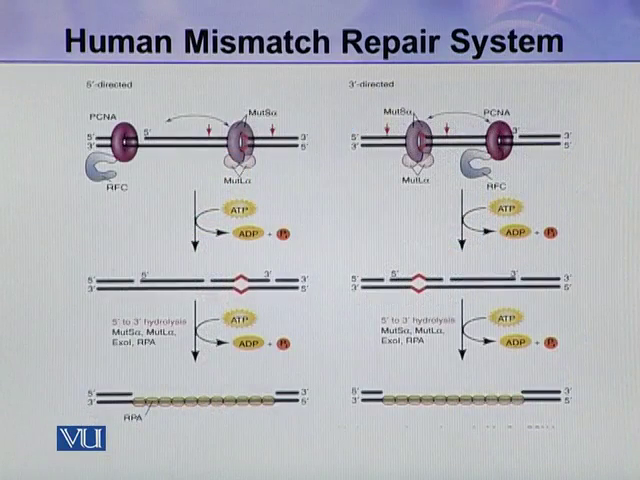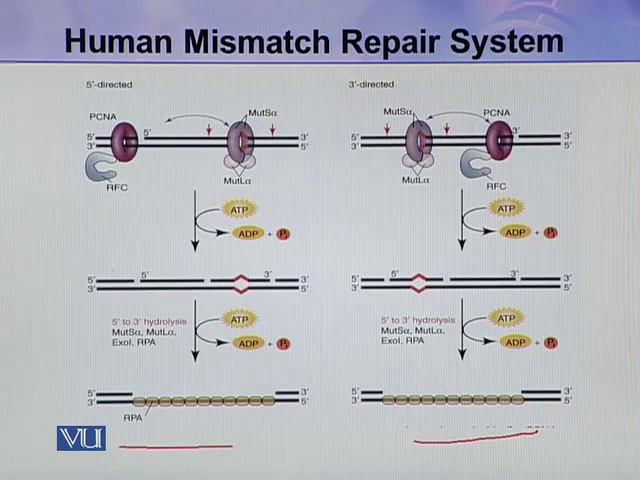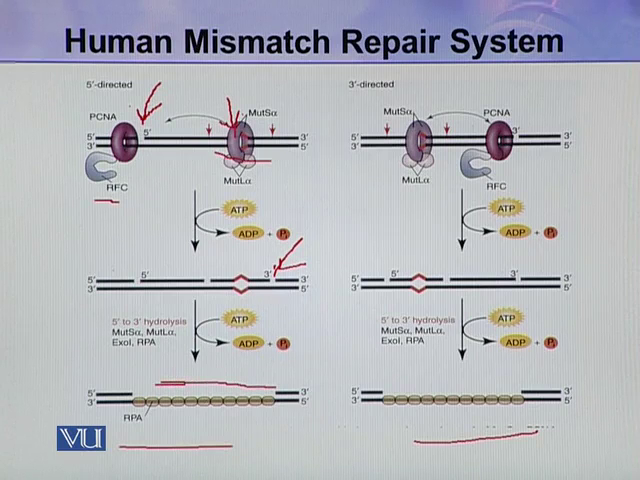Here in this picture, you can see these two sides. This picture demonstrates the 5' directed nick repair, and this picture describes when the nick is on the 3' side. Here you can see this is MutS alpha, this is MutL alpha, and this is RFC and PCNA. This nick is present on the 5' side of the mismatch. Actually, the mismatch is here. So the nick is on the 5' side. This is the new nick on the 3' side, and then in the presence of MutS alpha, MutL alpha, Exo 1 and RPA, this strand which was present here and which contained the mismatch has been hydrolyzed.